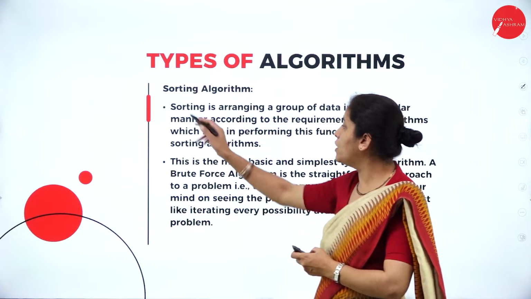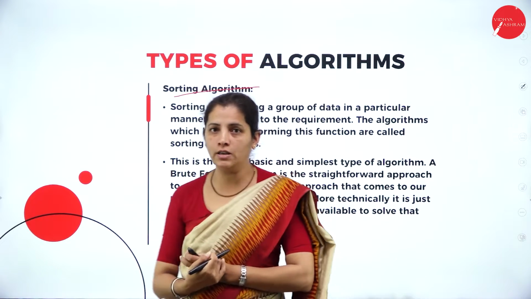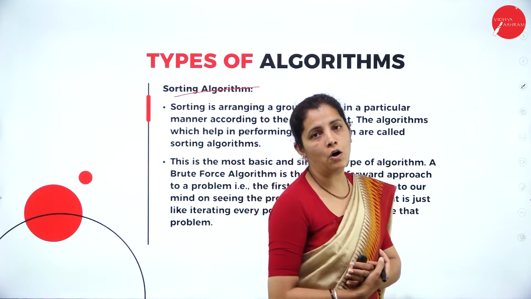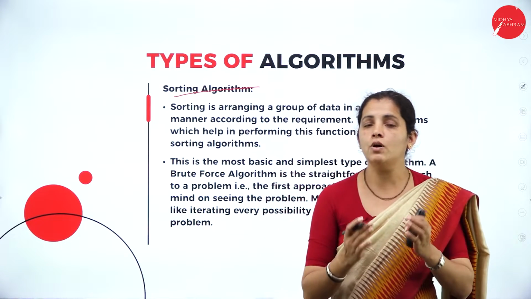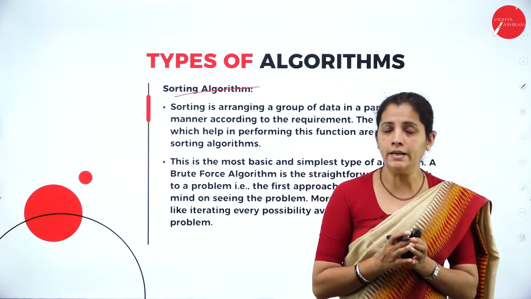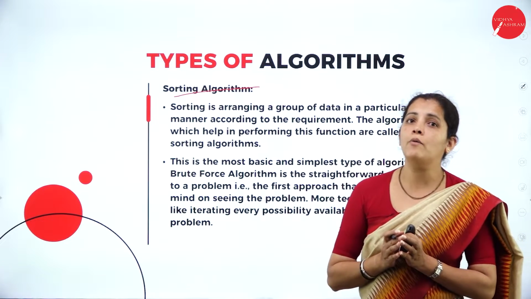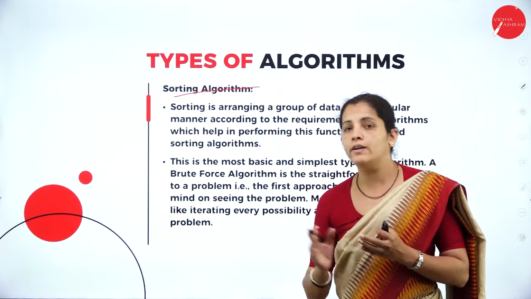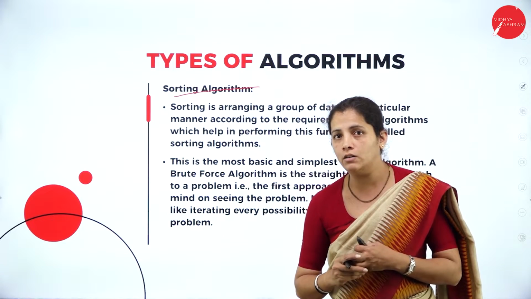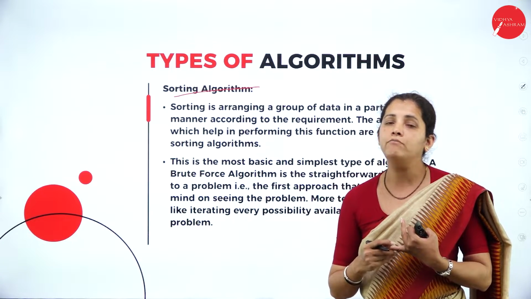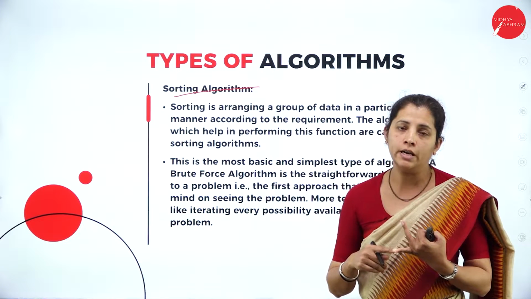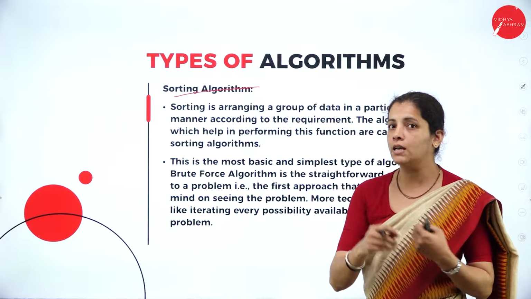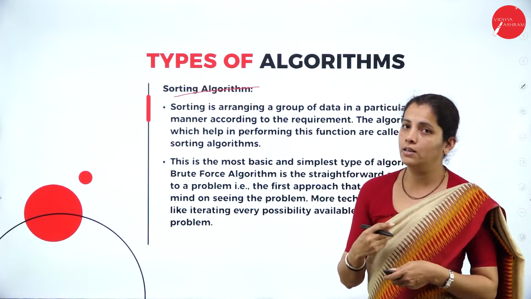Now I have the sorting algorithm. So what is a sorting algorithm? Arranging the elements either in ascending order or descending order. So I'm going to have a set of elements, and I want to arrange those elements either in ascending order or descending order. Most commonly we have bubble sort, selection sort, insertion sort, quick sort, merge sort, etc. So these are certain sorting algorithms.